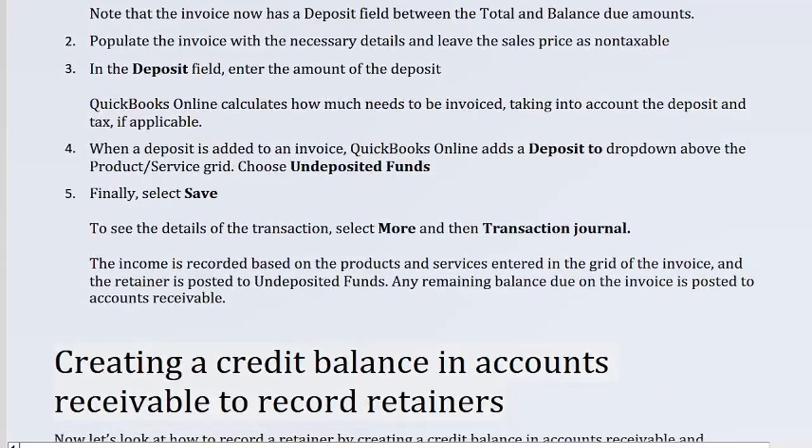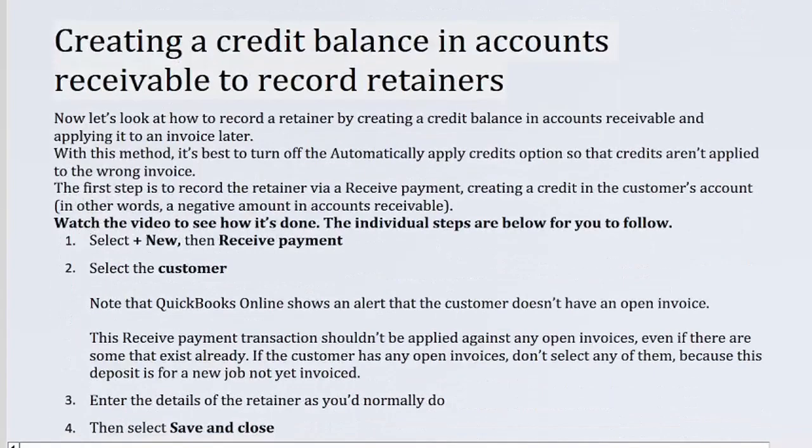Finally, select Save to see the details of the transaction. Select More and then Transaction Journal. The income is recorded based on the products and services entered in the grid of the invoice, and the retainer is posted to undeposited funds. Any remaining balance due on the invoice is posted to accounts receivable. Creating a credit balance in accounts receivable to record retainers.